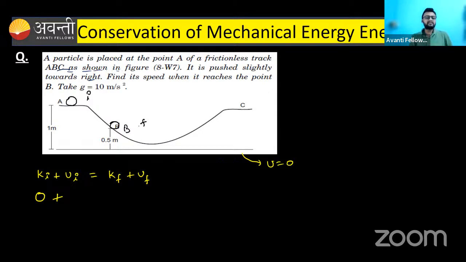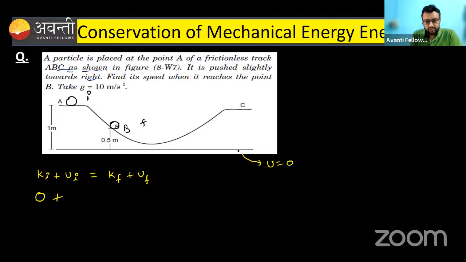Now you must ask, sir, can we choose reference level at A? I will say definitely we can choose reference level at A. We can choose reference level at B. It's totally up to us. If we choose reference level at A, then potential energy at A will be 0. If we choose reference level at B, then potential energy at B will be 0. So there is no issue with that. We can choose anywhere.